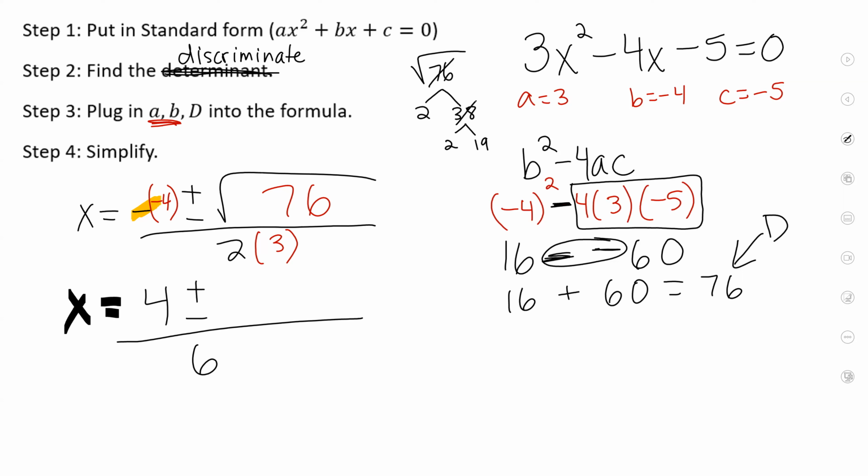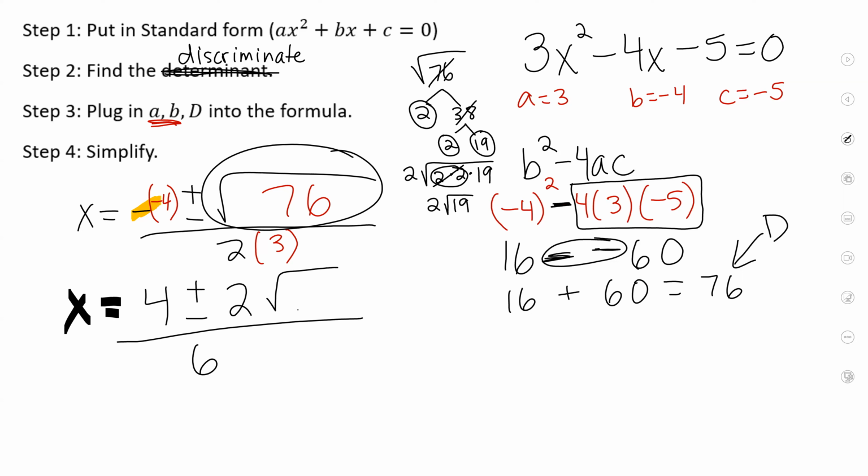So that means we can write this as 2 times 2 times 19. This number, and this number goes under the square root symbol. Here's a pair, cross it out. One of the pairs will go outside. So this can be rewritten as 2 square root of 19. So that means square root of 76, this right here, can be rewritten as 2 square root of 19.